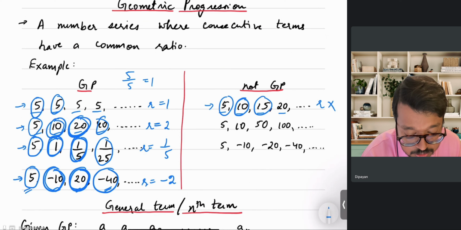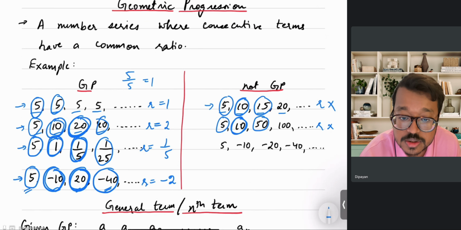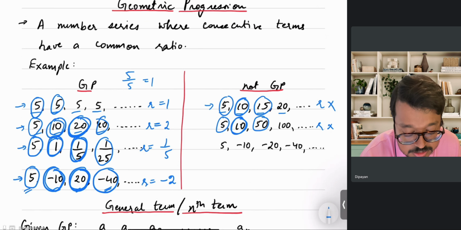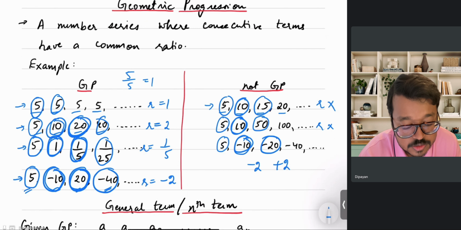Then the second one, 10 by 5 is 2, 50 by 10 is 5. So again, there is no common ratio, it's not a GP. Then the third series, minus 10 by 5 is minus 2, but minus 20 by minus 10 is plus 2. So again, there is no common ratio, so it is not a GP.